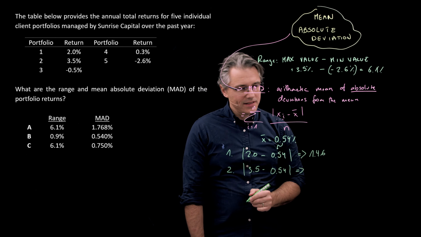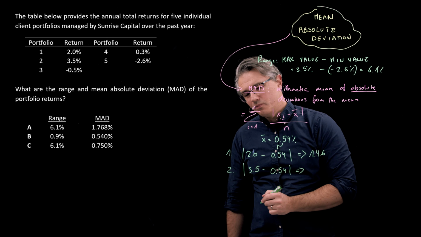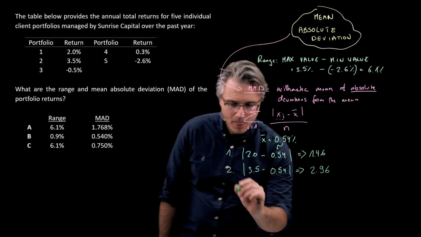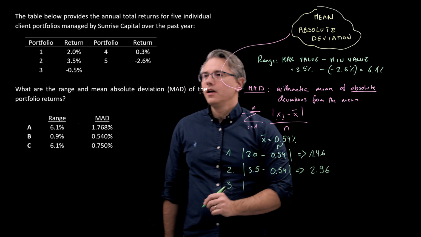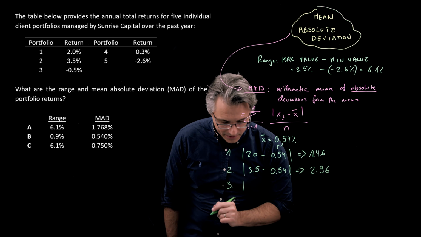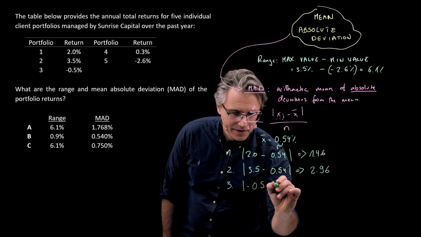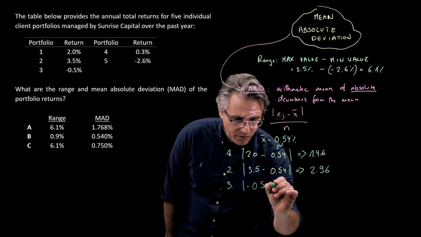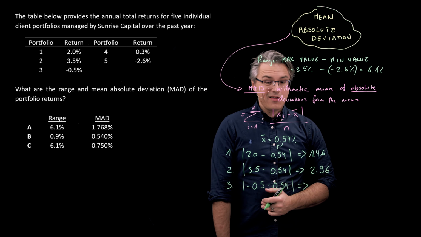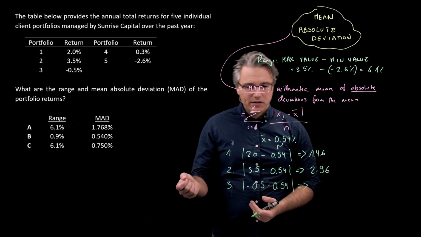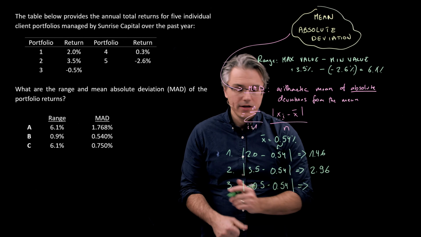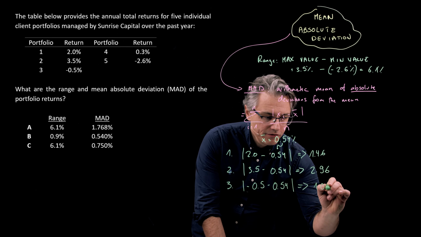For the second portfolio, same thing, 3.5 this time, minus 0.54. Okay, what is this distance? Well, it is going to be 2.96%. For the third one, okay, now we've got a negative one, don't we? So it's going to be a negative 0.5 minus 0.54. And that would normally tell us the distance is a negative 1.04, but because we're taking the absolute, we're eliminating the minus sign, and that becomes simply 1.04, doesn't it?